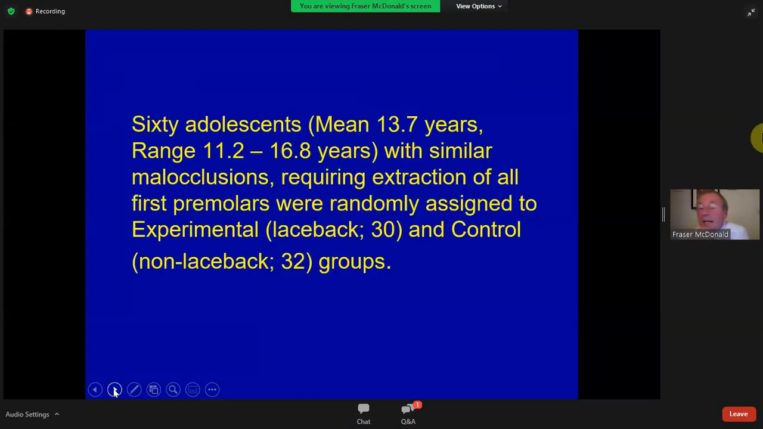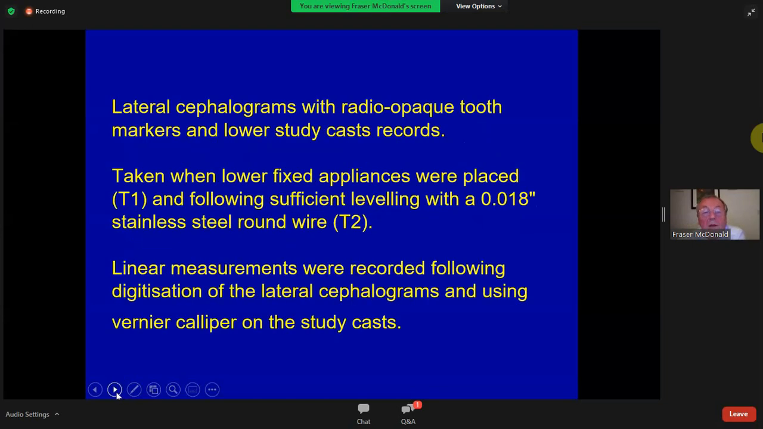We looked at 60 adolescents, so there's a reasonable number. It's quite a broad age range, but not bad. And we looked at first premolar extractions and assigned them randomly to experimental with the laceback and control. Lateral cephalograms, I'm not sure the ethics would allow us to do this. There is one very good technique I have heard, but I don't know that they're doing it anymore.